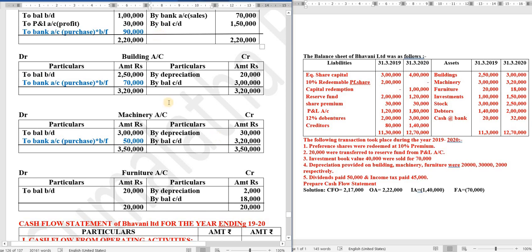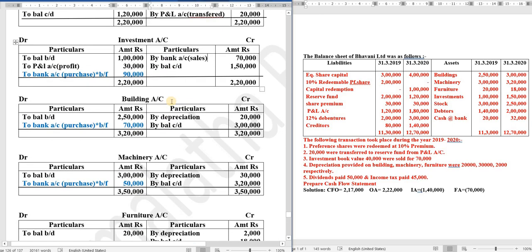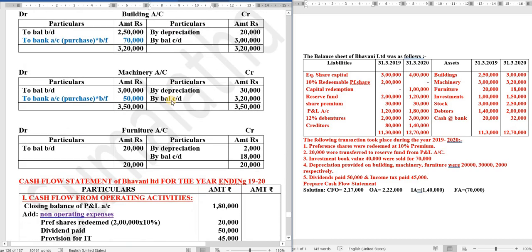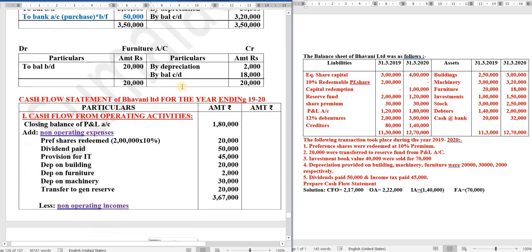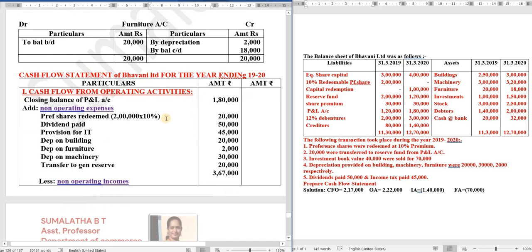Done? That's all. Only these accounts have to be prepared: reserve fund account, investment, building, machinery and furniture accounts. Next we have to go for preparing the cash flow statement. As you already know how to prepare it, I have already recorded it here. You can just go for taking the items. See here.